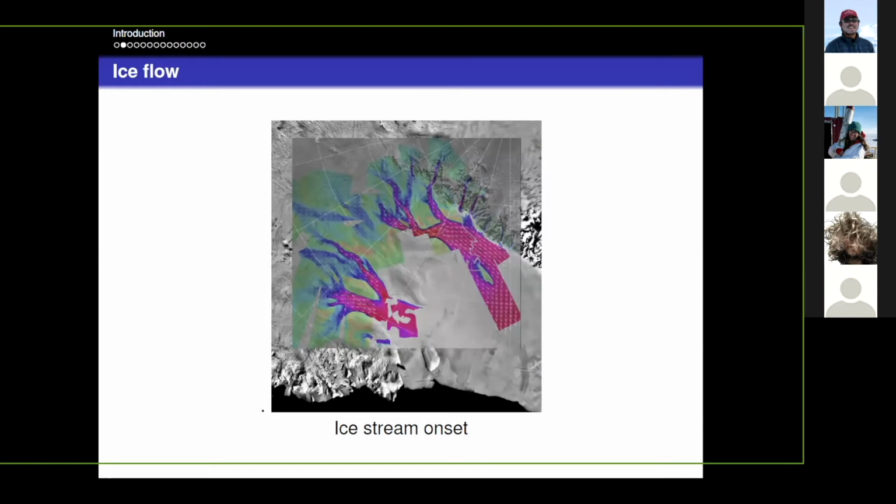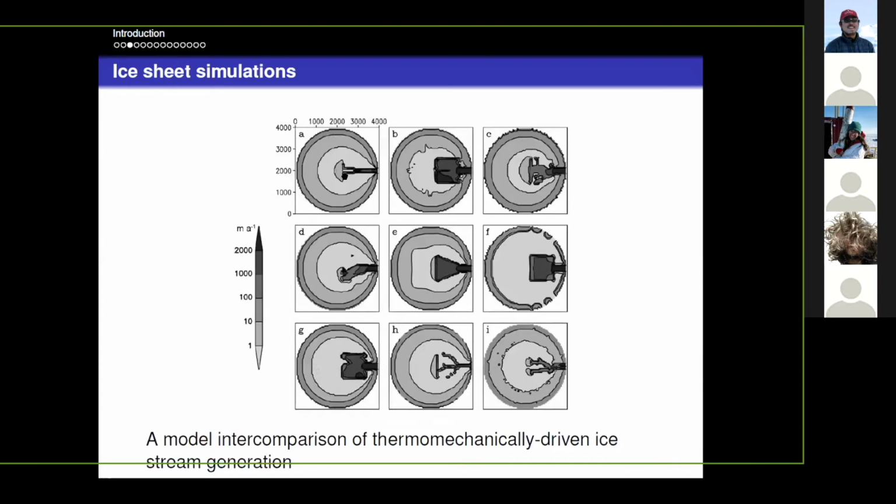So why is this an issue? This is a somewhat dated model intercomparison. It shows a bunch of different models running through the same experiment, and this is basal velocity in a circular ice sheet. It almost doesn't matter what is being shown. These pictures, if the models agree, should all look the same, and they don't. And so this has been sort of a long-standing issue in ice sheet modeling.